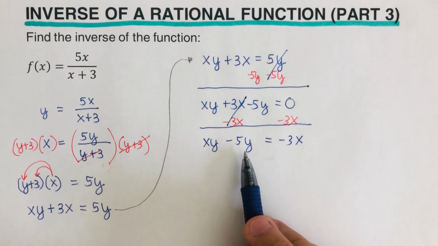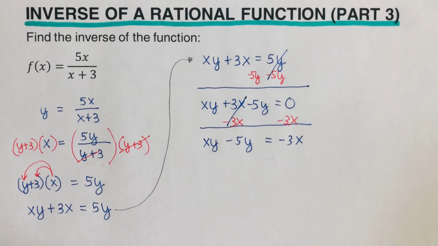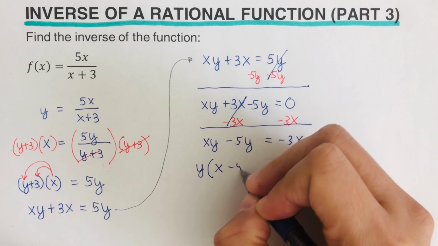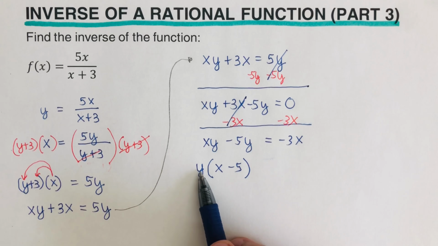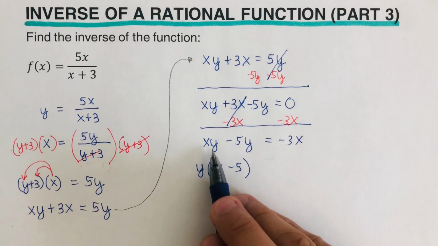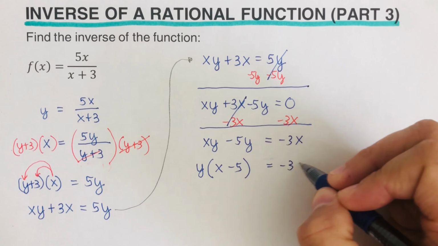And we want y by itself. So we will use the distributive property backwards. So then I can go ahead and isolate the y here times that would be x minus 5. So again, this is distributive backwards. So if I multiply y times x is xy, y times negative 5 is negative 5y. So that I can have y by itself because the y here is mixed up with these two terms. So then that is equal to negative 3x.